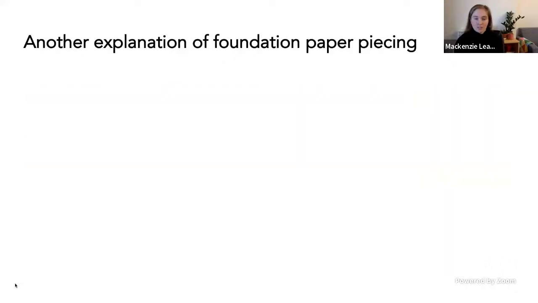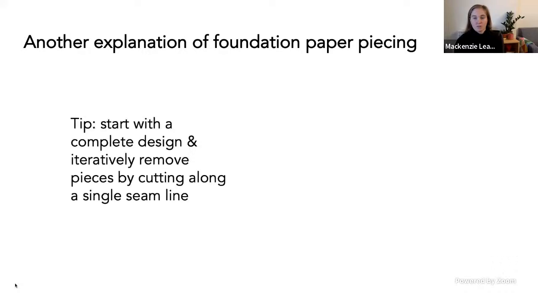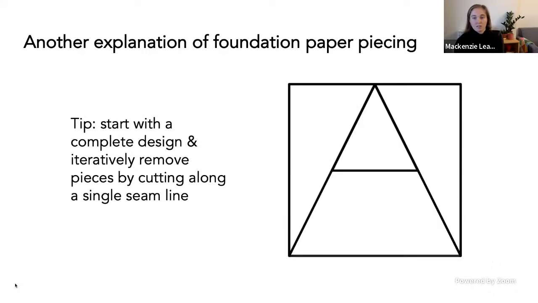So formalization of foundation paper piecing also leads to a relatively simple explanation of the technique that quilters can follow to draft a pattern by hand, even without our interface or the notion of a hypergraph. So it turns out that you can think about the sewing process in reverse. You can imagine starting with a complete design and iteratively removing pieces by cutting along a single seam line. And if you can remove every piece this way, the design is paper pieceable.